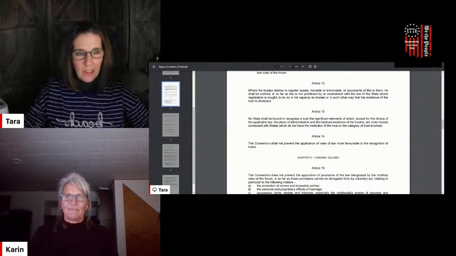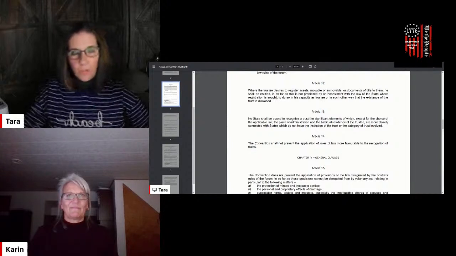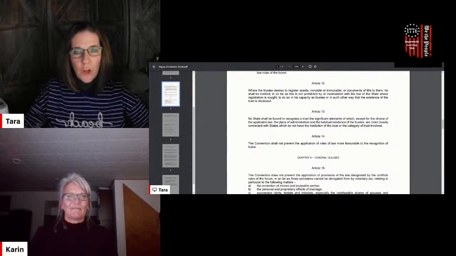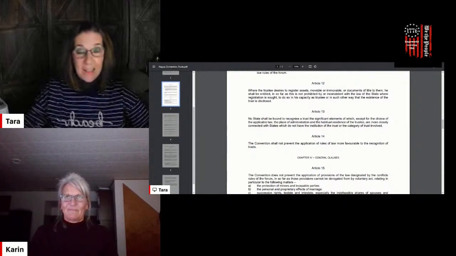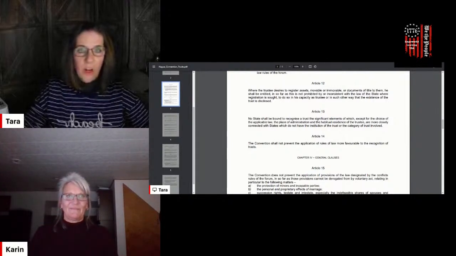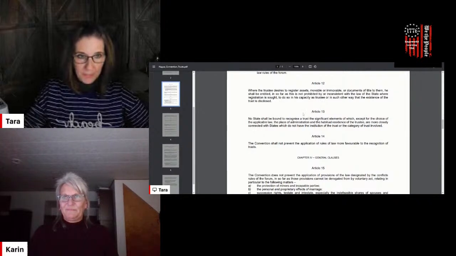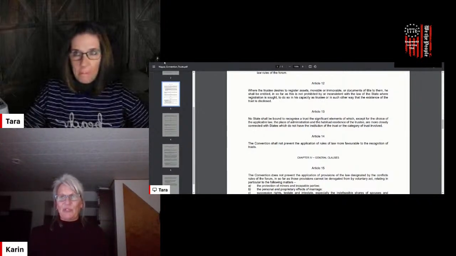So I think a lot of this is just really saying, okay, so more closely connected with the states which do not have the institution of the trust or the category of trust involved. So no state's bound to recognize a trust except, okay, so we want to watch that, right? So they're not bound in the private administration of the trust that's within your state. But once you jump into applicable law, habitual residence, and you start putting that on the public side, now they're going to recognize it. Correct. They're going to recognize it and then push to violate it.